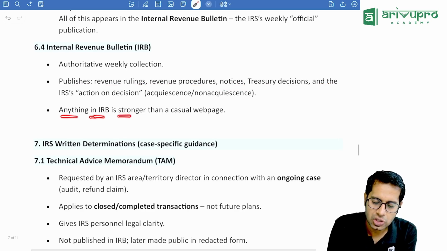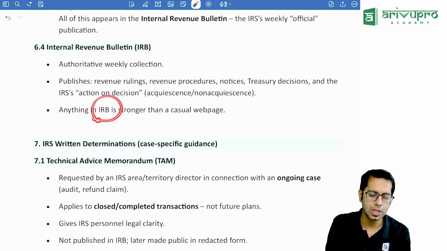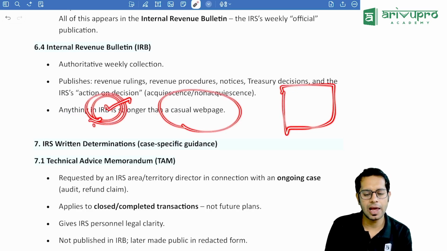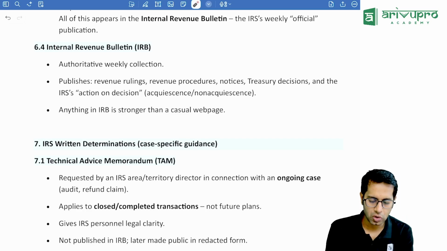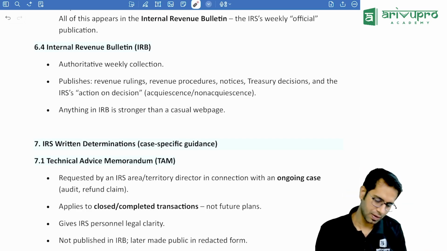Anything in the IRB is stronger than a casual website. Of course, normally what you see on a website, if it is also there in the bulletin, will have more weightage when compared to whatever you are seeing on any normal website. Not the IRS website only, but any normal website.